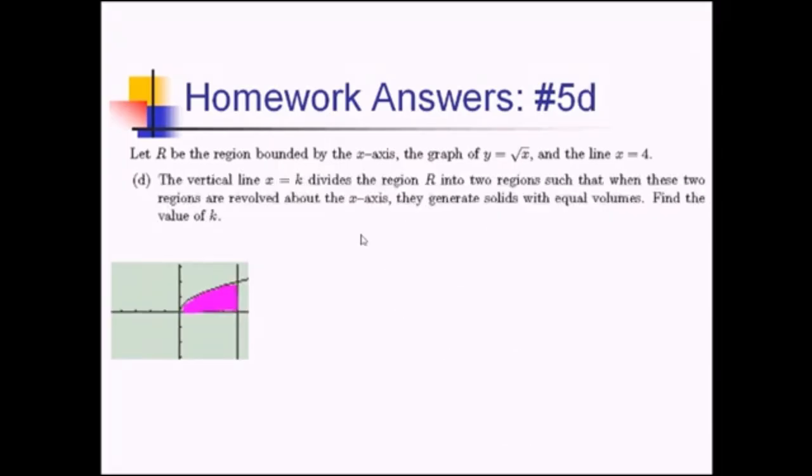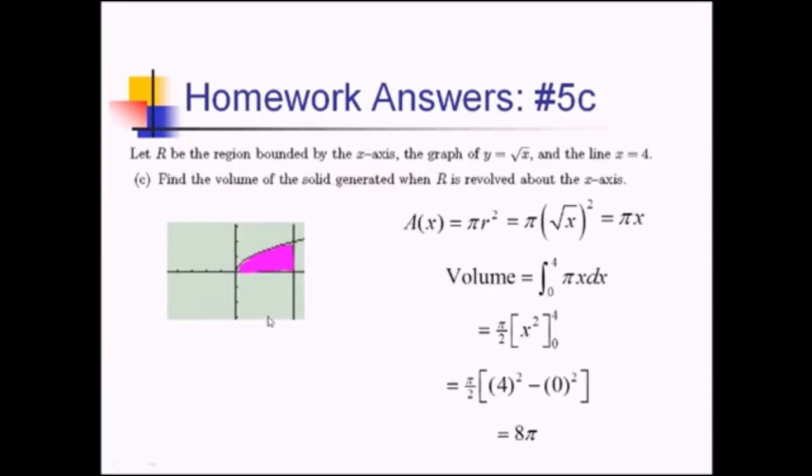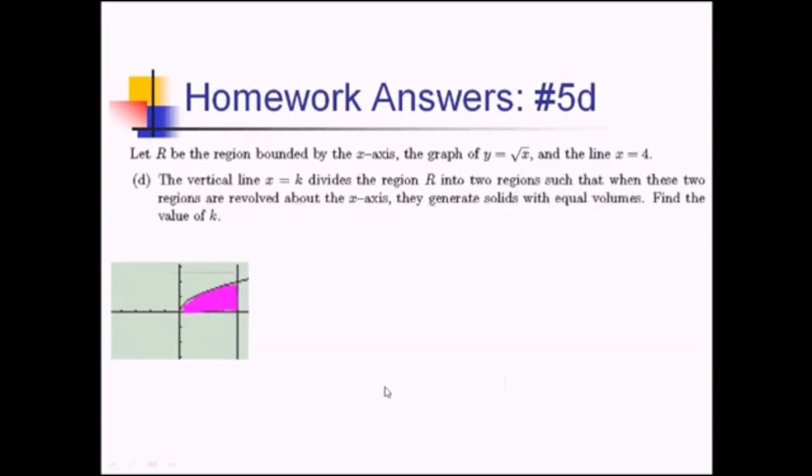For this last part, they're telling us we have a vertical line x equals k that divides R into two regions, such that when we revolve them around the x-axis, we get two solids of equal volume. Find the value of k. So this one works a lot like part B, where you had to find an h that gave you half the area. So looking back on the last part here, the volume of all of this stuff revolved around the x-axis was 8 pi. So I need to find a k value that when I take the integral from 0 to k, I get a volume of half of that, a volume of 4 pi.